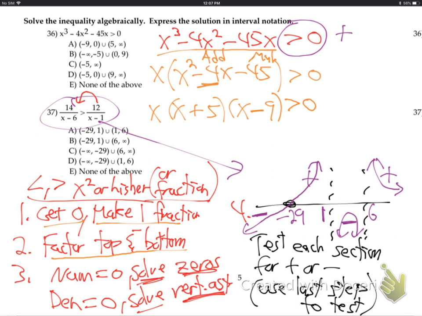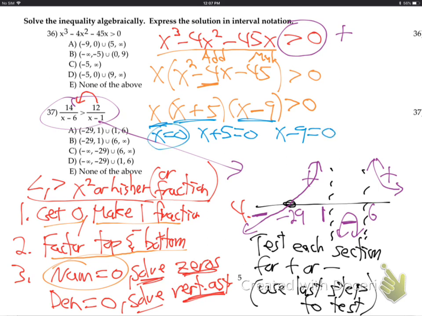So you factor top and bottom. Well, there's no bottom here. Just factor that. And then you set it equal to 0. Numerator, but we don't even have a denominator. Just set each part there equal to 0. So that means x alone is 0, or x plus 5 is 0, or x minus 9 is 0. So this one's done. This one, move over the 5. This one, move over the 9.